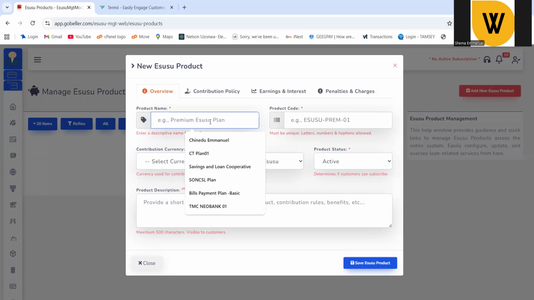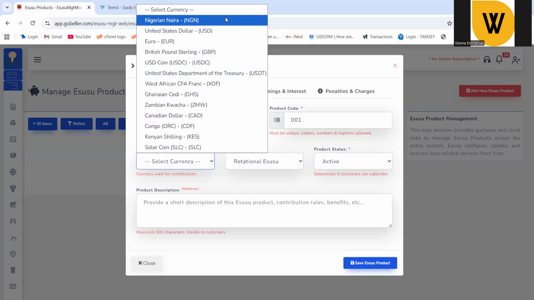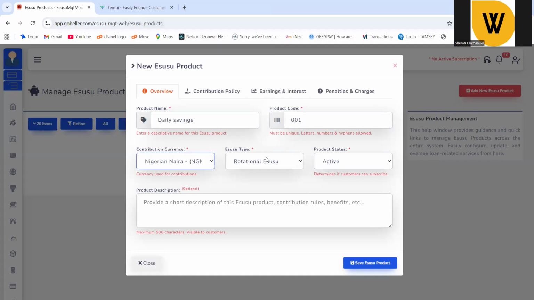So of course I can say this is daily savings. For example, I can say that my code is just 001. Whatever you want to use, you can. And of course, determine which currency was configured on your accounts, and go ahead and set that. Then the type of the issue.